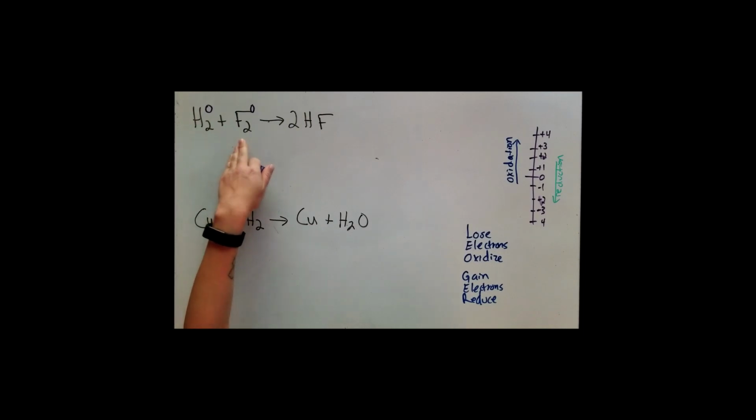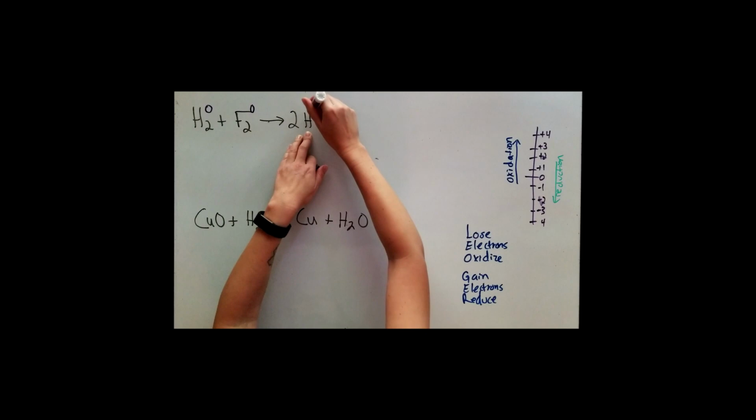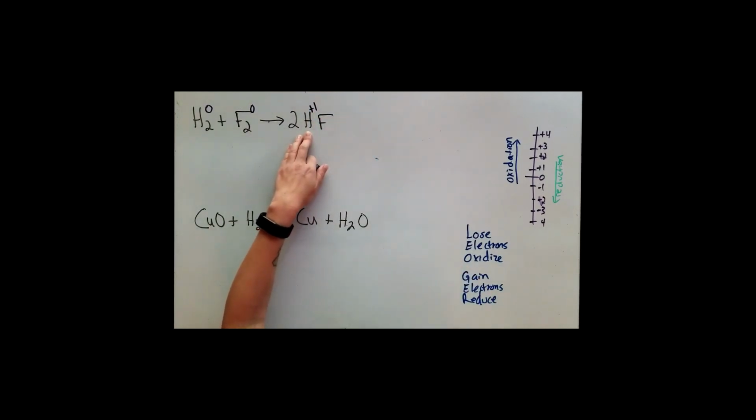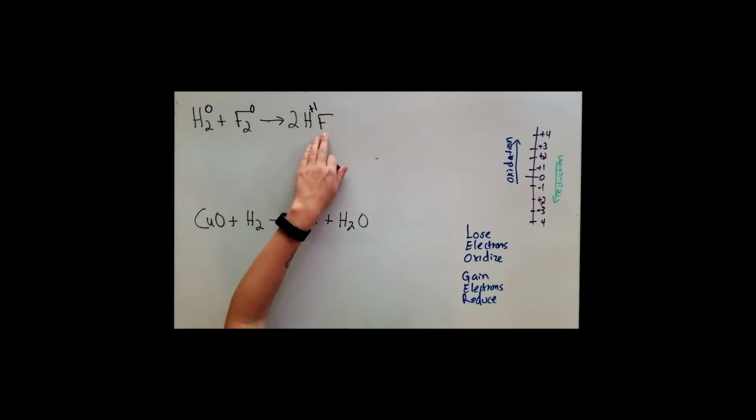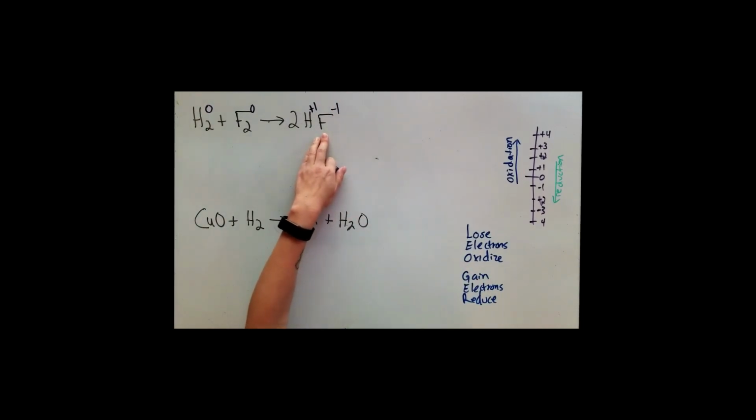Now, on the product side, we have a compound. And with this compound, we need to look for the charges. Hydrogen is in that first column. It's with the alkali metals, and it forms a +1 when it's in a compound. Fluorine then, it's a halogen, forms a -1 when it's in a compound.